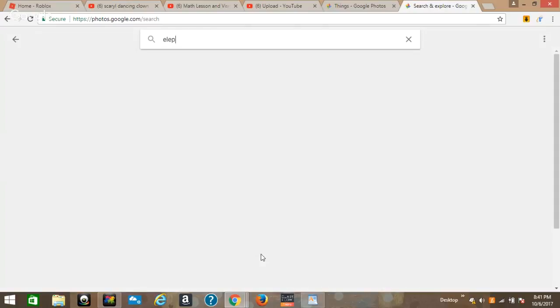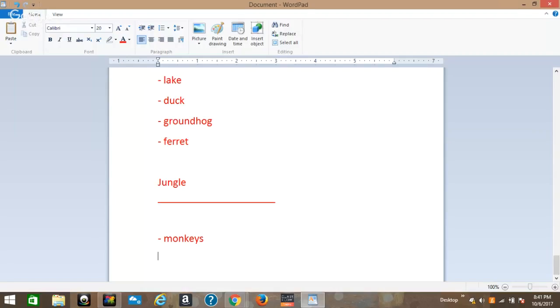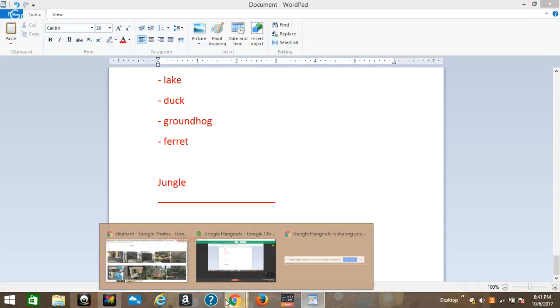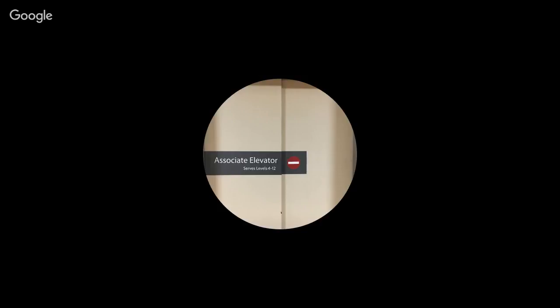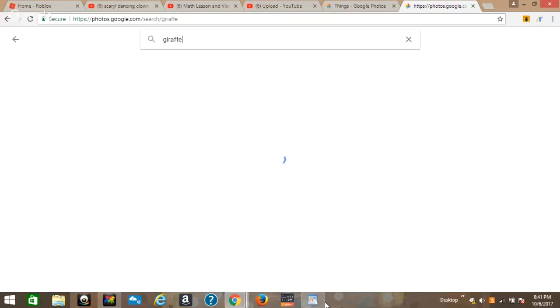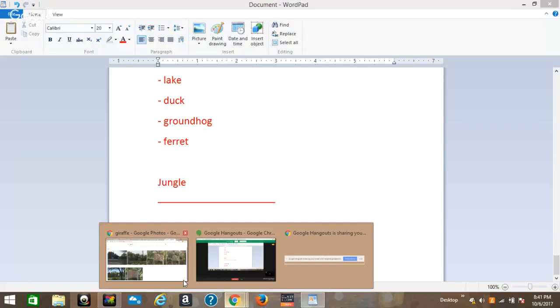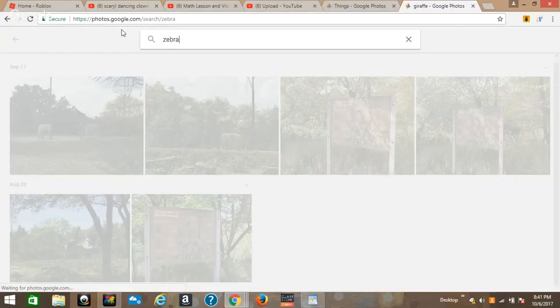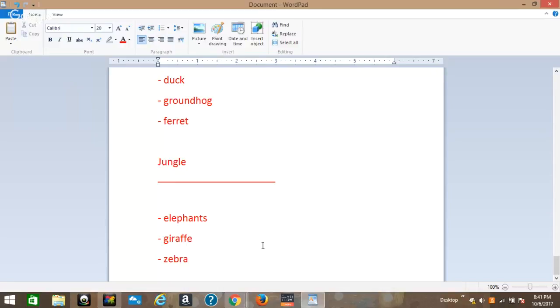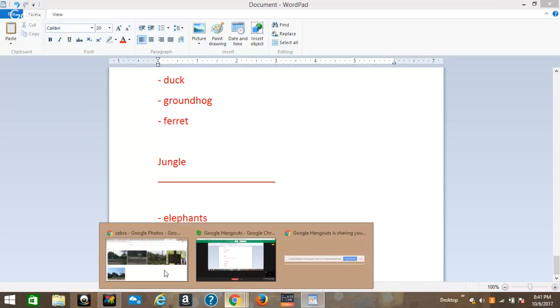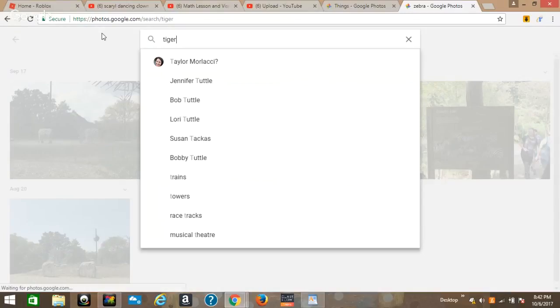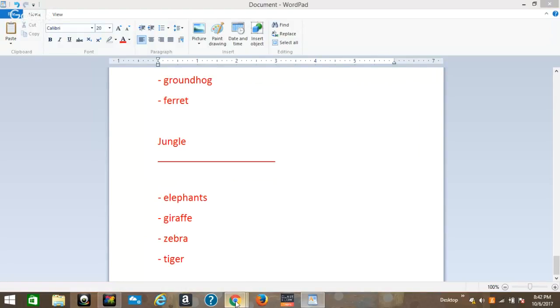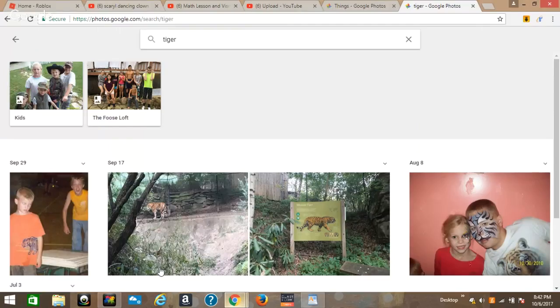If we can't see a monkey, then how about we see an elephant? Elephants live in a jungle. That's an elephant. Okay. A giraffe. Giraffe, and then that's a zebra. How about a tiger? Tiger lives in the jungle.